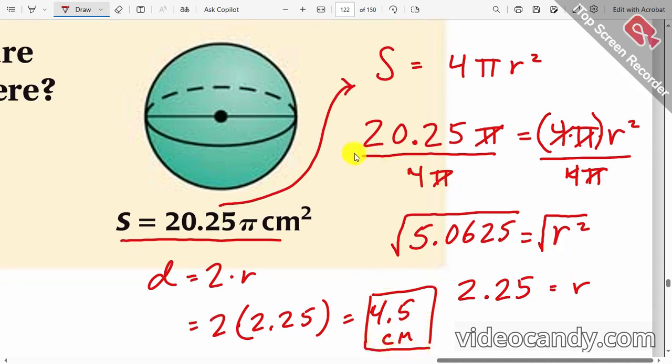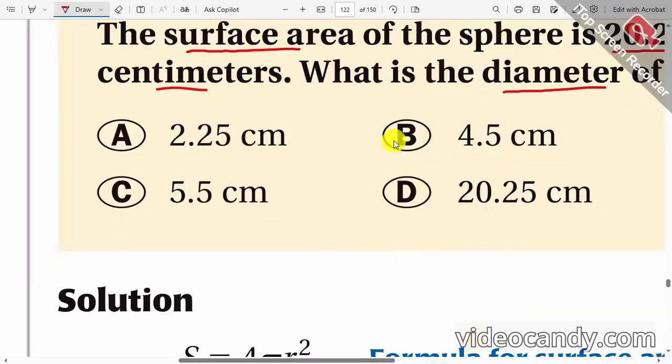Now, you could have taken the square root right here. You could have just done the square root of this instead of doing it in 2 steps. And like I said, you can also do the algebra at the beginning before plugging in for s. You could divide both sides by 4 pi right at the beginning and then plug in. So either way would work. All right, 4.5, answer B.